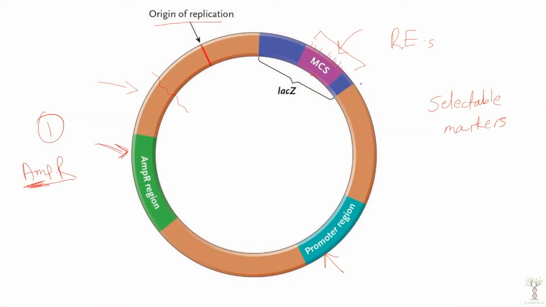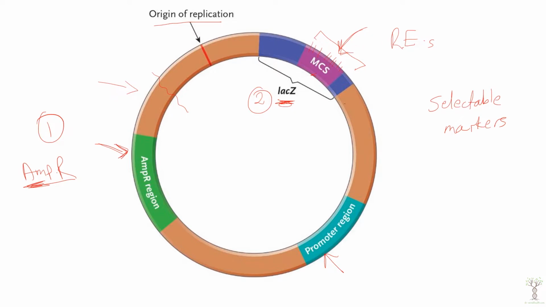Now, our second selectable marker is called LAC-Z. We've talked about the lac operon in a previous video. The link is below if you want to refresh your memory. LAC-Z is one of the genes in the lac operon, and we can use this gene as a tricky little way of selecting for bacteria that contain our human insulin gene in the multiple cloning site.